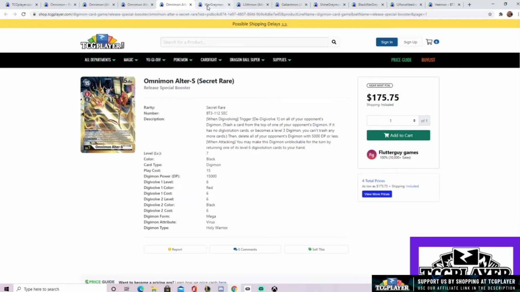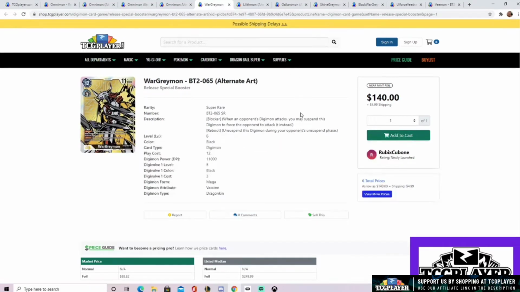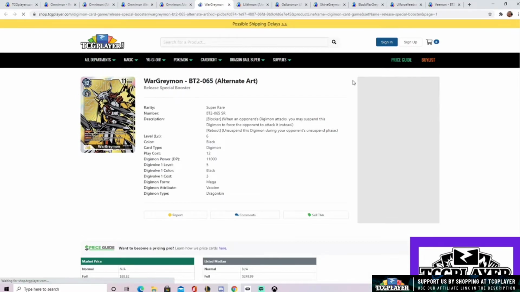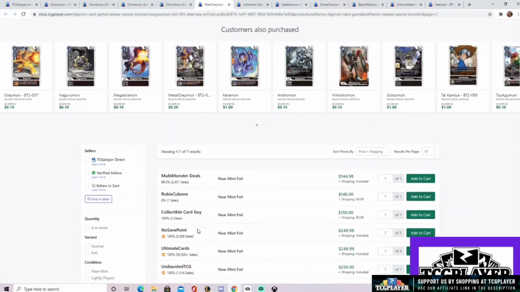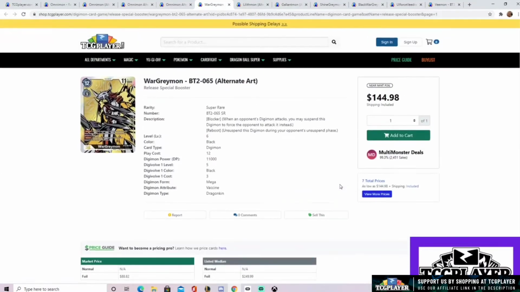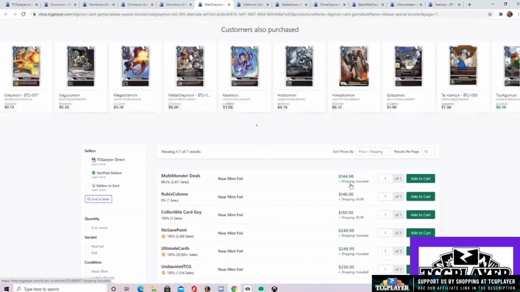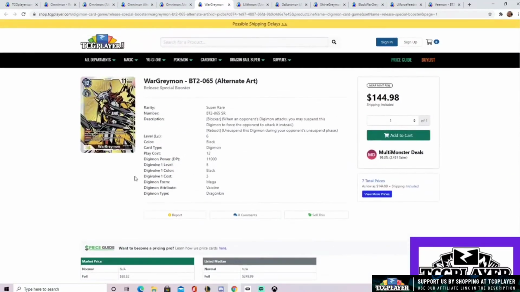Looking back at some of the things from 1.0, I don't understand what's going on with WarGreymon, at least for the alt art. Again, it's gone up since we had it pulled up without refreshing. If you want it from a verified seller, you're looking all the way at $250. Or if you don't mind a non-verified seller, this guy has 2,500 sales essentially and a 99.3 review, I would say it's a trustworthy individual. And 140 definitely beats, what, 240? Is that what it was? Yeah, 249.